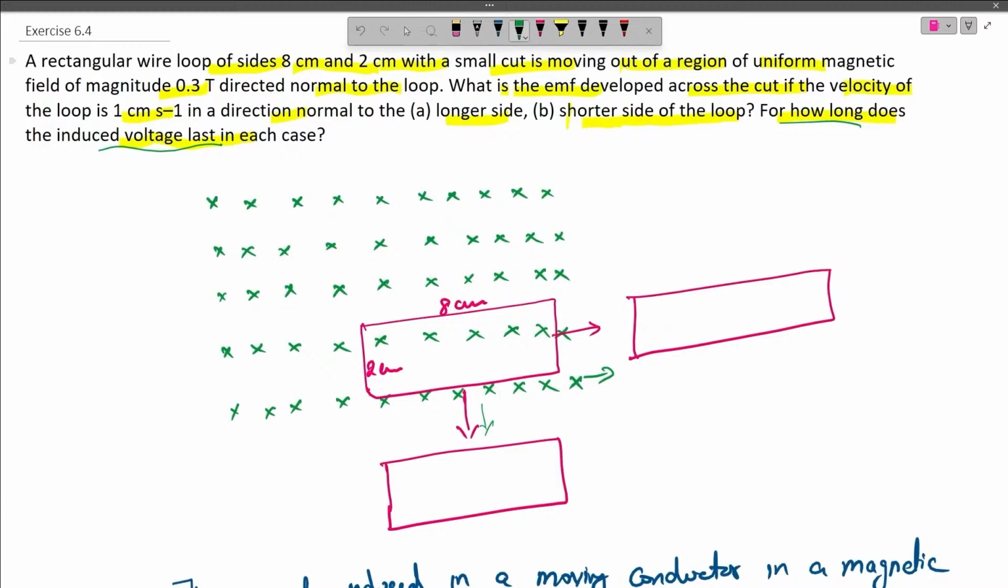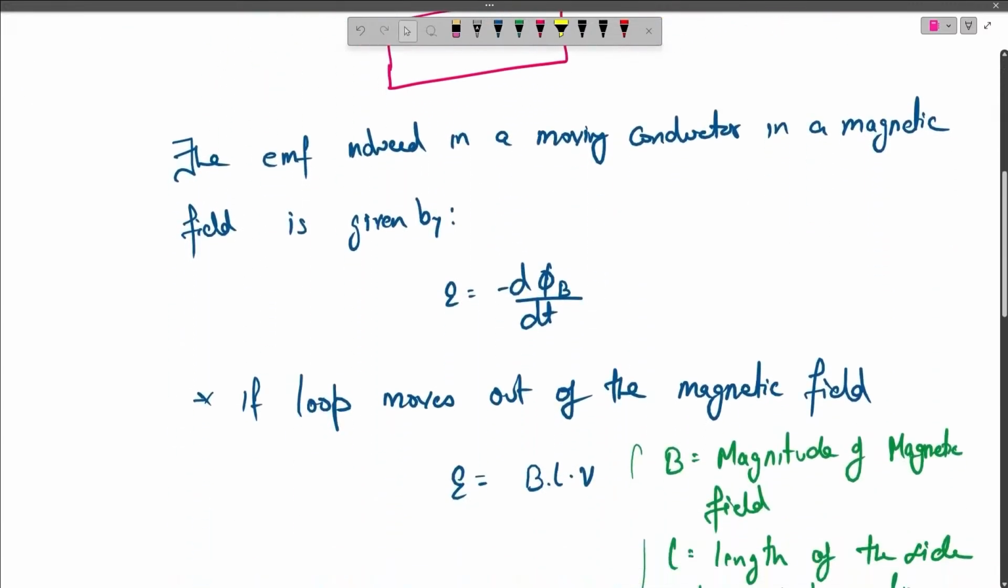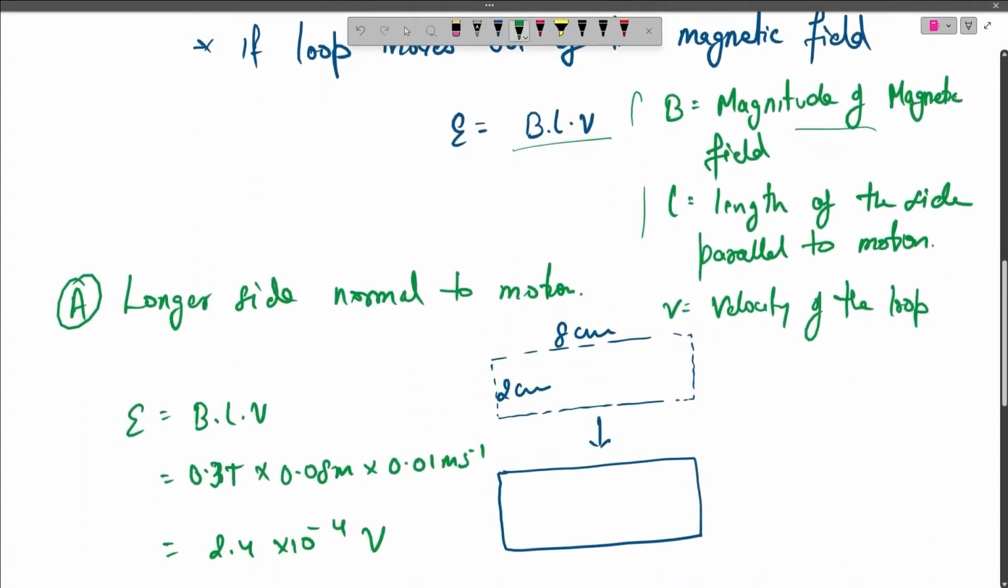So we know that the EMF induced in a moving conductor in a magnetic field is given by this formula, E equals minus d phi by dt. If the loop moves out of the magnetic field, then this expression turns out to be B times L times V, where B is the magnitude of the magnetic field, L is the side parallel to motion, and V is the velocity of the loop. Now there are two cases. At first, the movement is parallel to the 2 cm side, or the longer side is normal to the motion, that is, movement is along 2 cm.